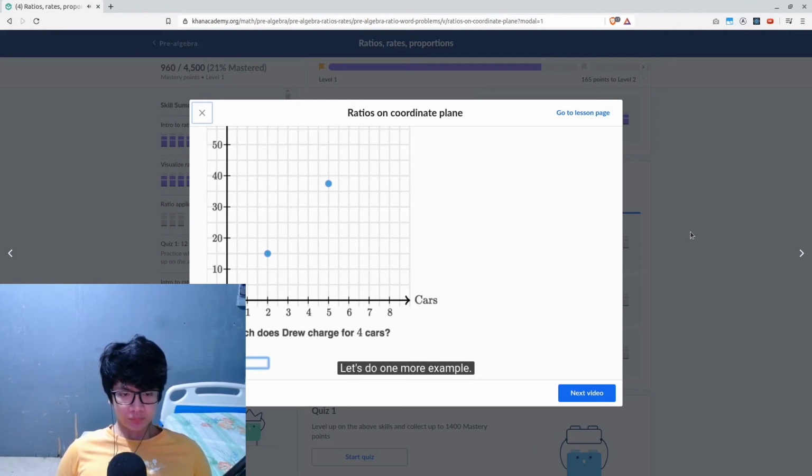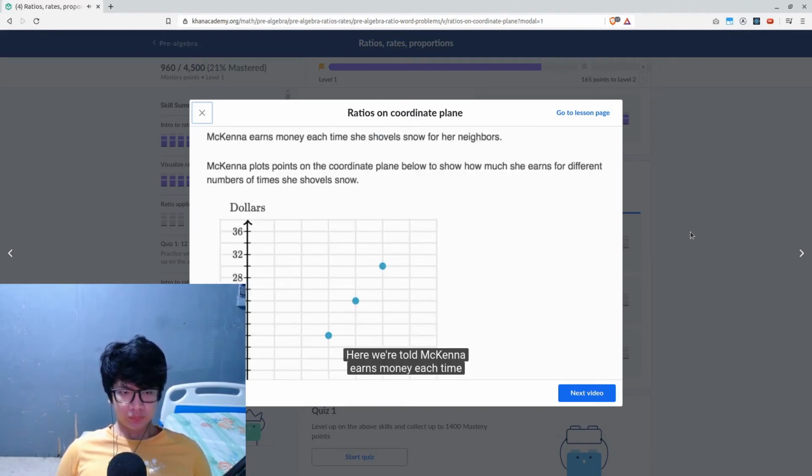Let's do one more example. Here we're told McKenna earns money each time she shovels snow for her neighbors, as she should.